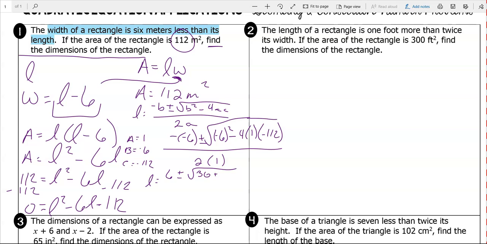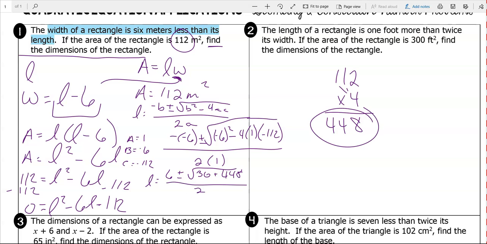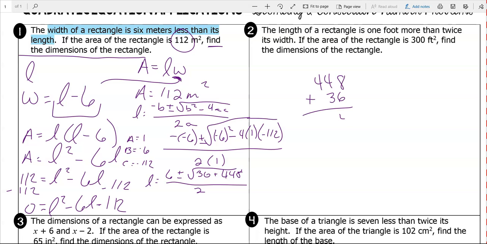And let's see, what's 4 times 112? 2 times 4 is 8. 4 times 1 is 4. 4 times 1 is 4. So 448, all of that over 2. Now let's add 36 to 448. 8 plus 6 is 14. Carry the 1. 4 plus 3 is 7, plus 1 is 8. So that's 484. So length is going to be equal to 6 plus or minus the square root of 484 over 2. And we are only going to worry about whichever number comes out positive, because length cannot be negative.